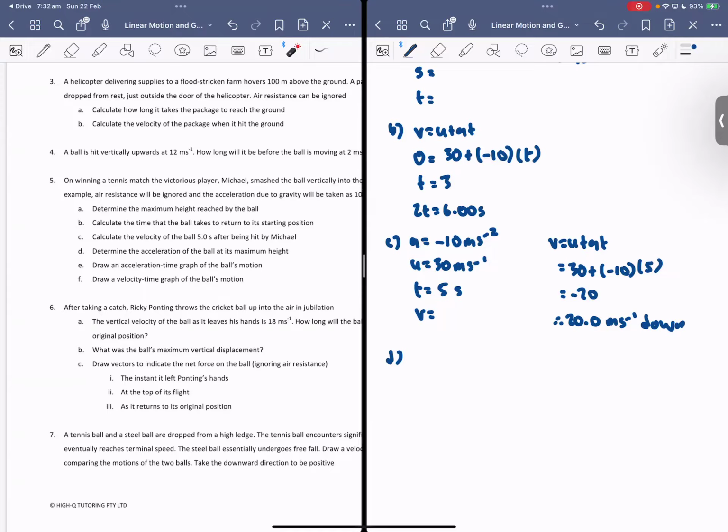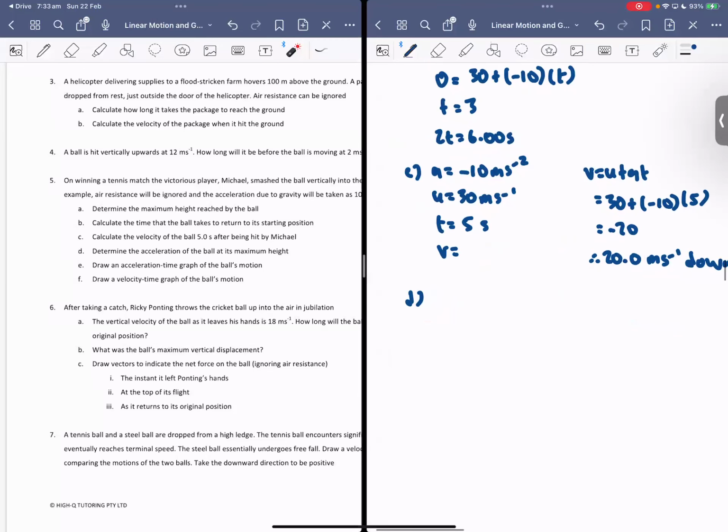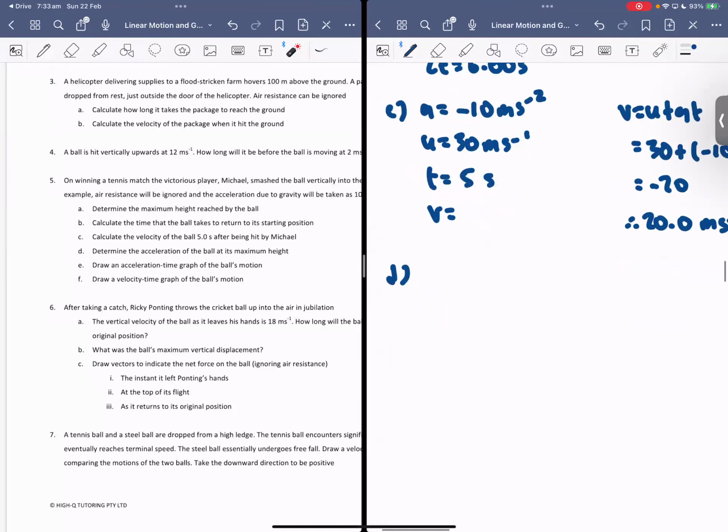What is the acceleration of the ball at its maximum height? When it's at the topmost point for a split second, what's its acceleration? I was just trying to bait kids into saying 0. Gravity doesn't turn off for a little bit. So the answer is still negative 9.8, or in this case, 10. So the acceleration is always negative g.